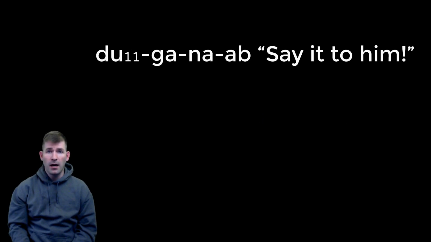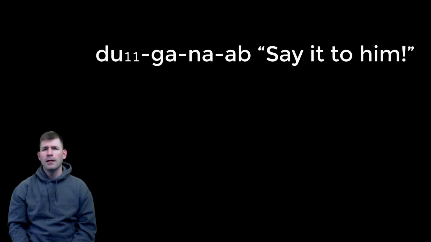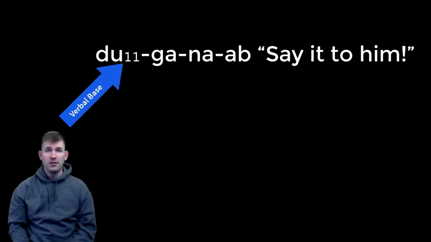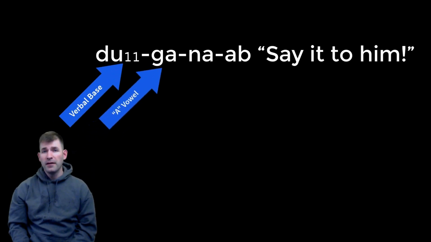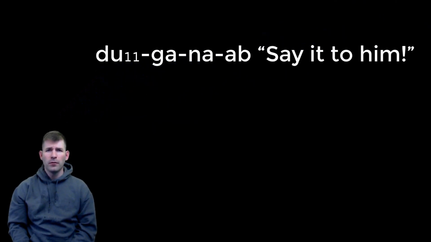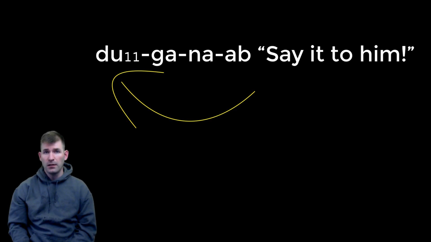Another example can be seen in the form du11 ga na'ab. Say it to him. Let's examine this form left to right. Du11 is the verbal base, which has a g auslaut, which is followed by the a vowel. Na is the standard third-person dative. B in ab is the third-person inanimate object. The most important thing to remember with the imperative is that the verbal base will move to the front of the verbal chain, and it will usually be followed by some sort of a vowel, and maybe a verbal chain.